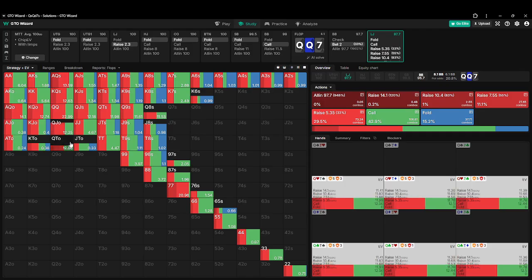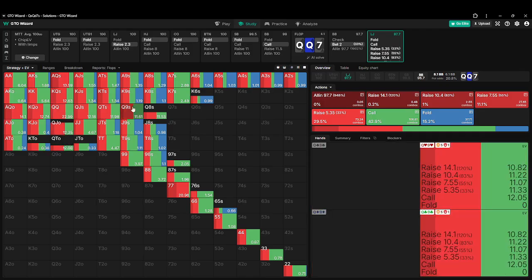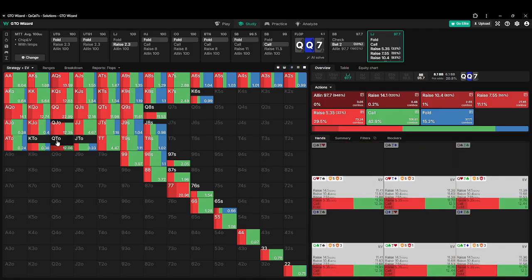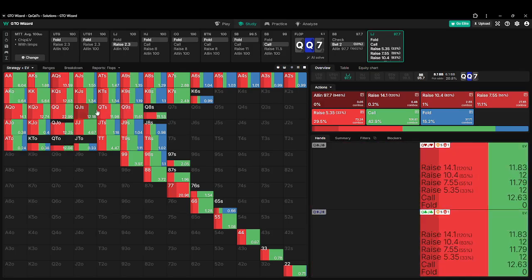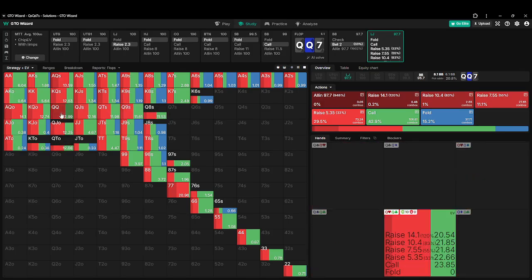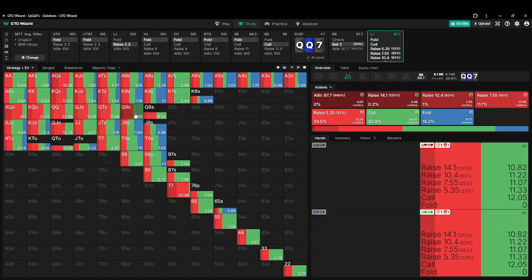It makes sense that the weakest queens are going to be the ones doing a little more checking. But if you just decide to raise all of your queens, even if in theory it's a little imbalanced, you should be protecting your range by having some queens in your calling range. Against less experienced opponents, it's probably not going to matter all that much. You just go for the value if they're overcalling anyway.